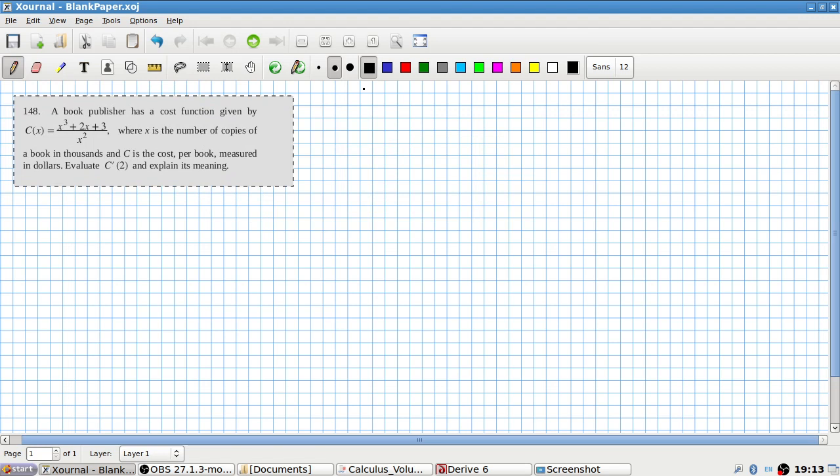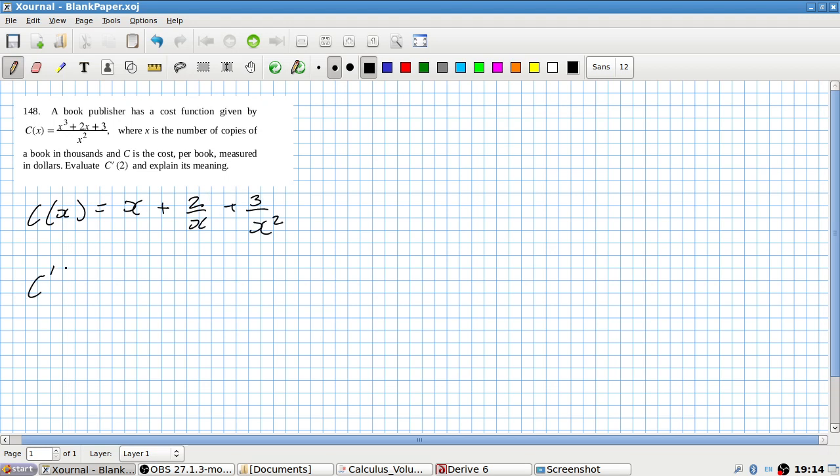A book publisher has a cost function given by that, where x is the number of copies of a book in thousands and C is the cost per book. Calculate the derivative here. Well, I'm going to simplify this. x cubed over x squared is x. 2x over x squared is 2 over x, plus 3 over x squared. And the derivative would be 1 minus 2 over x squared and minus 6 over x cubed.